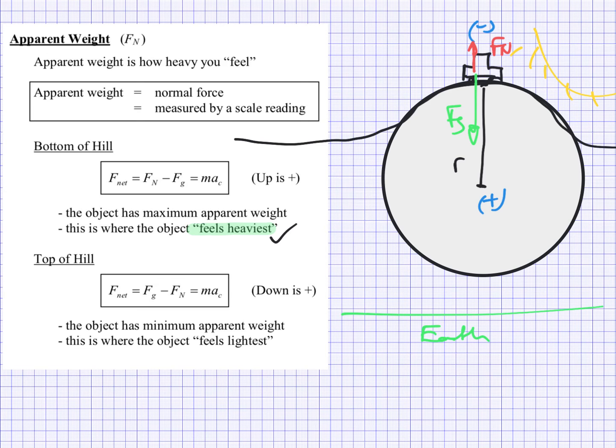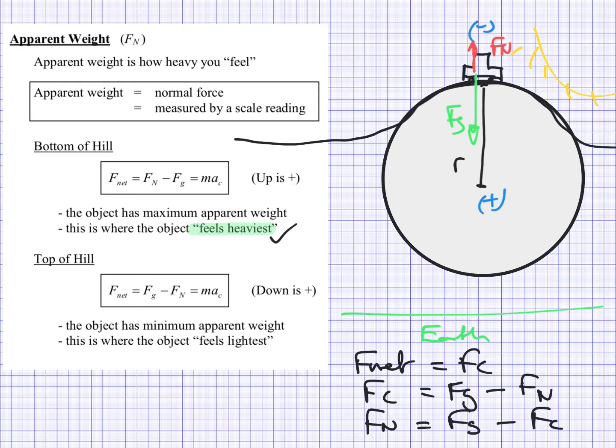So there is still an Fn, but once again, when we do the Fnet analysis here, we know that the Fnet is the sum of all forces, and that's going to be the centripetal force, positive down to the middle of the circle, so that's going to be Fg being positive, and now we subtract the force normal. This means that when we solve for the force normal, we are going to go Fg minus Fc.